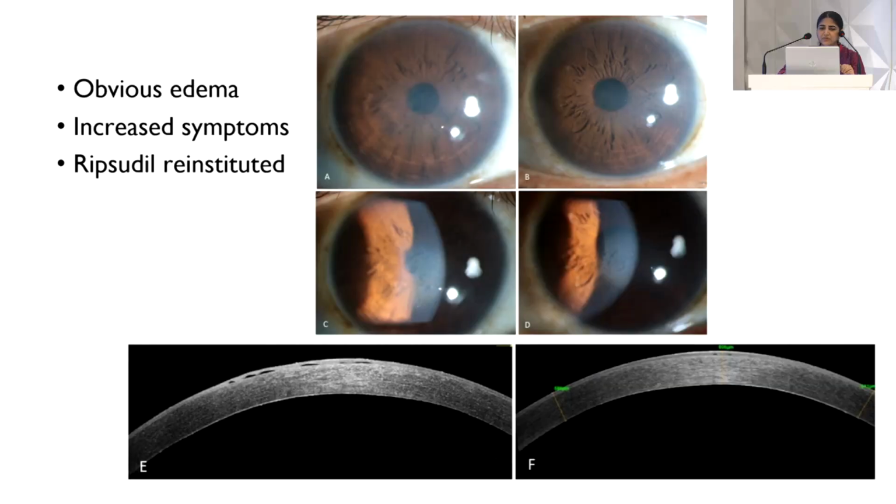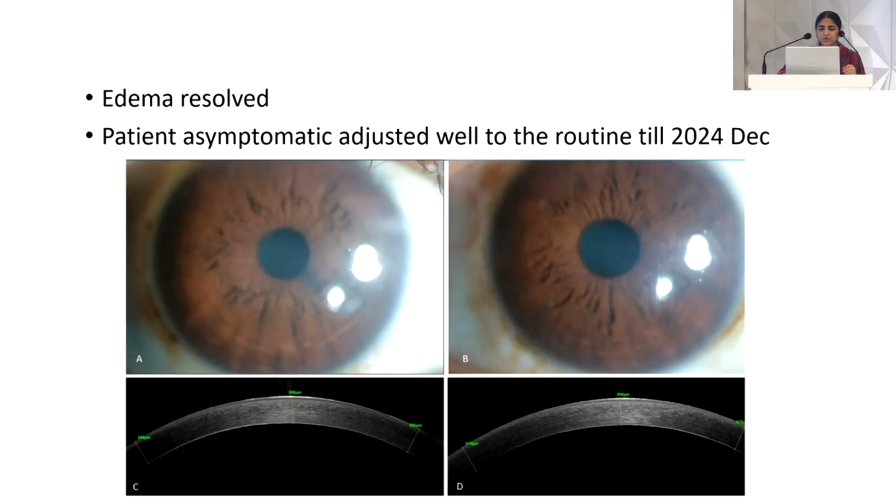And 1 month later, when she stopped the medication, this is how she landed up. She came with obvious edema and increased symptoms. She was not able to procure ripasudil, and that is why she had stopped it. We can see that the OCT shows epithelial edema and bullae in both eyes. Subsequently, she procured the medication, and this is how the edema resolved, and she has been on follow-up.